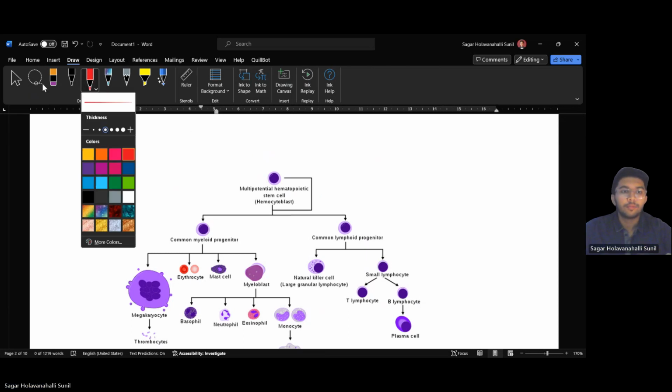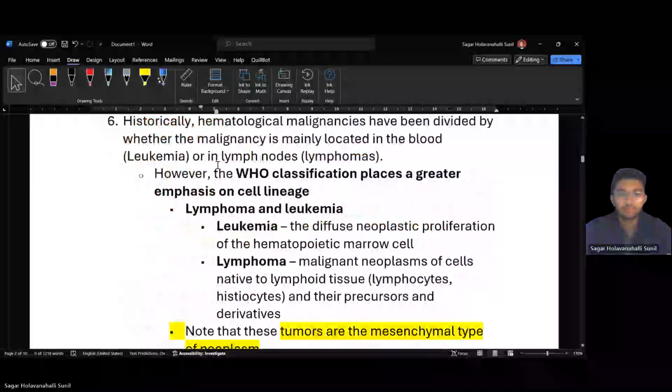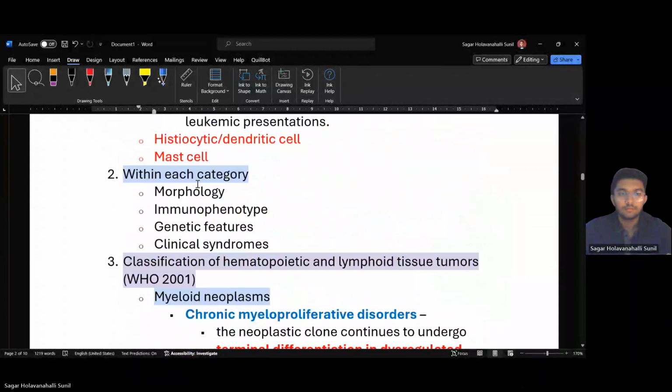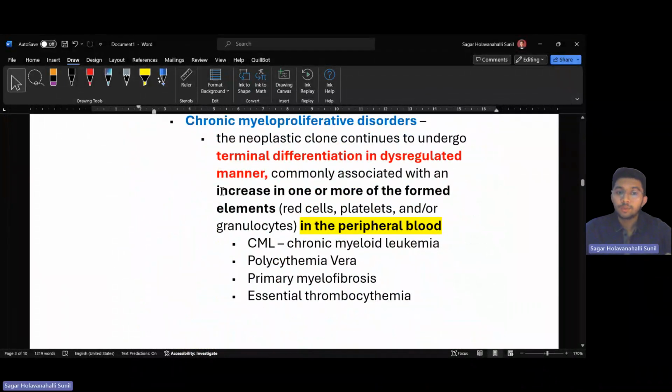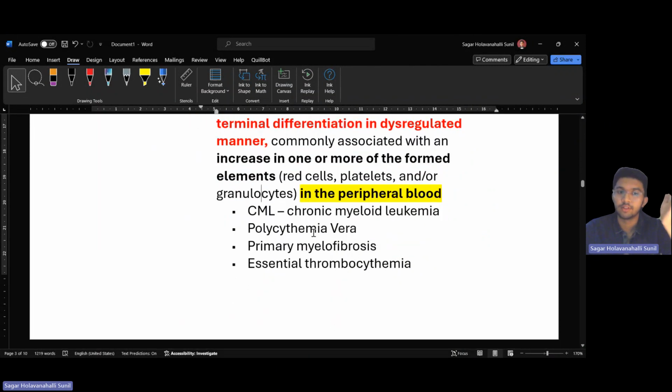Now, okay, we'll do this. So that's why if you have any dysregulation in the initial cells, in the pluripotent cells, or in the progenitor cells, there can be an increase in one or more of the formed elements. So red blood cells, platelets, and or granulocytes can be affected.